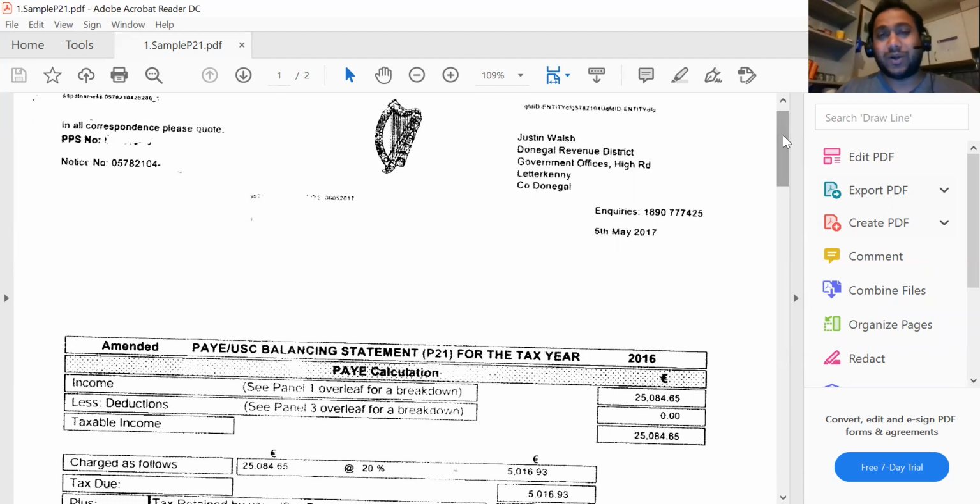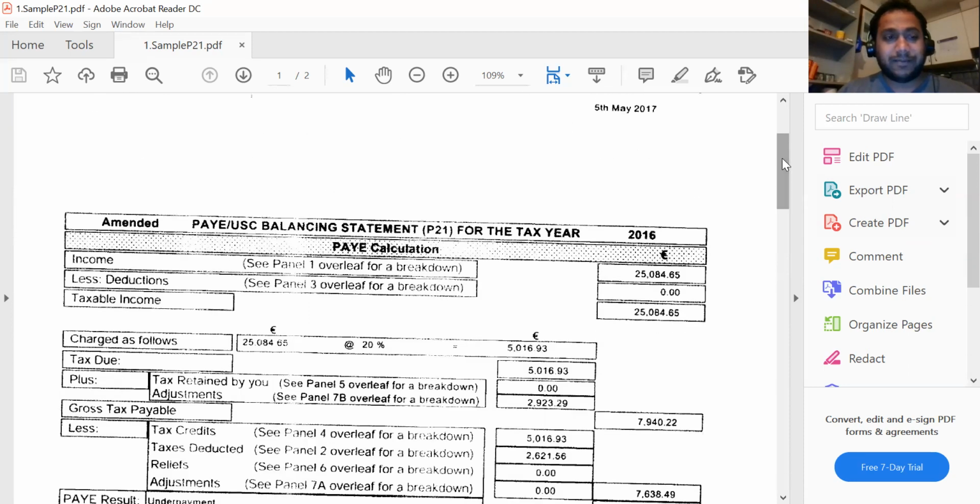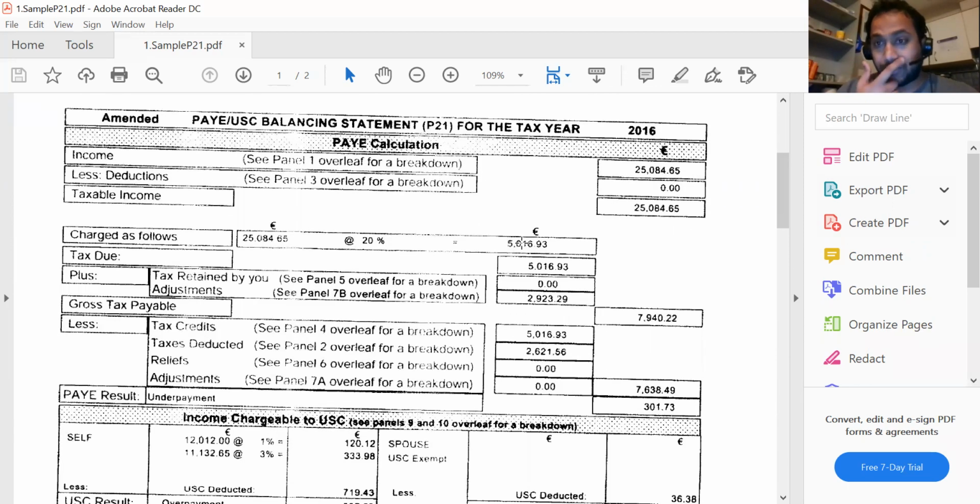Here I have a sample which I got from the internet. I can't show mine. I tried to readapt it, but I couldn't. This is from 2016, so the values may be different, but the document is still the same. In the sample, the total income according to this statement of liability, P21, is 25,085. Then 20% of it, as it is below 35,300, would be close to 5,000. That was supposed to be the tax that needs to be paid.